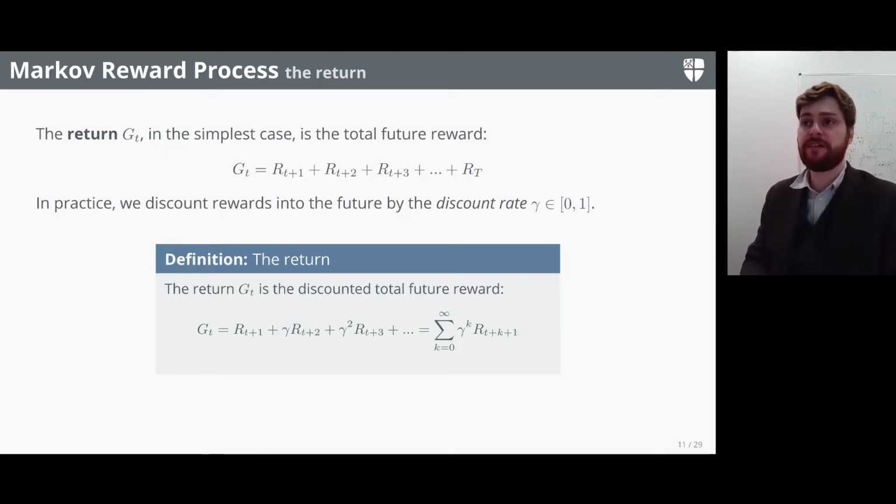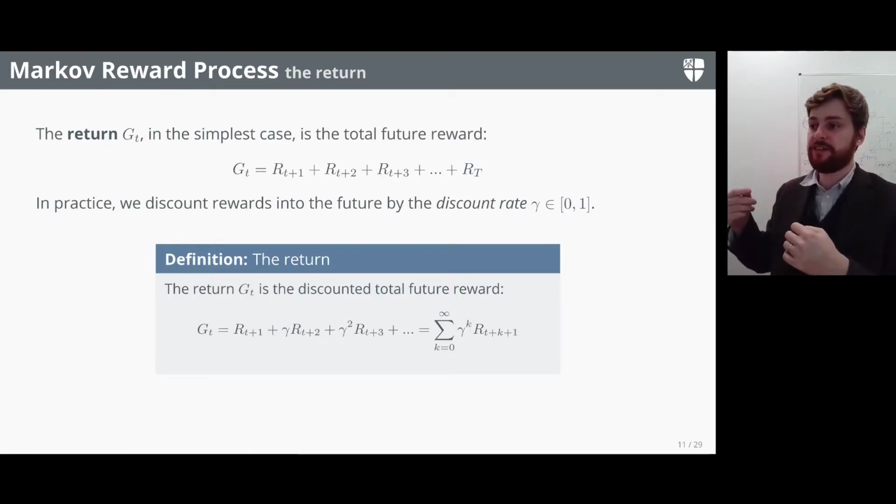Another nice thing about this discounting factor is it helps us handle infinite loops in the state transition graphs. So if there are infinitely many states in the Markov chain, then the return will always be finite if gamma is less than 1.